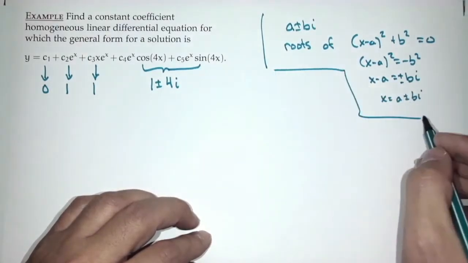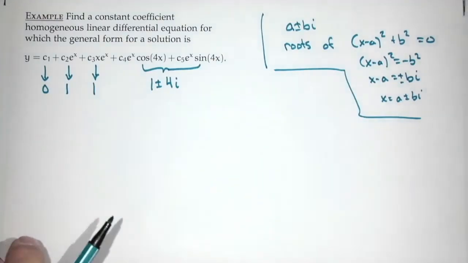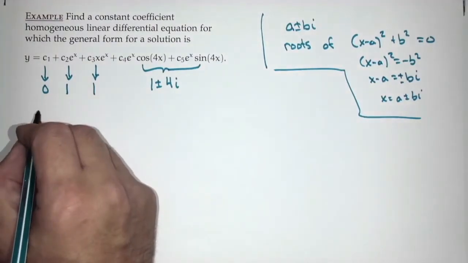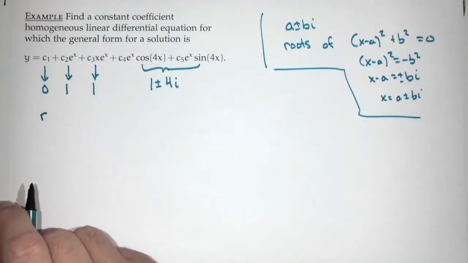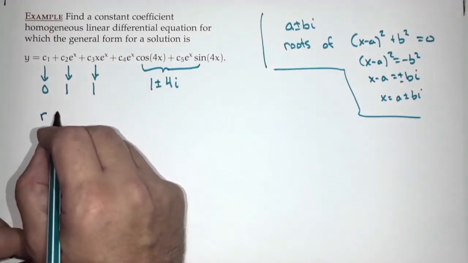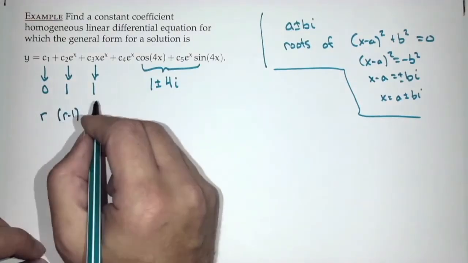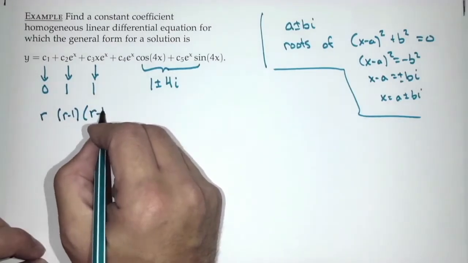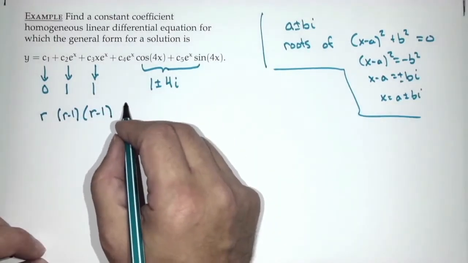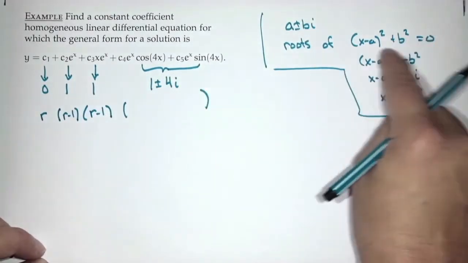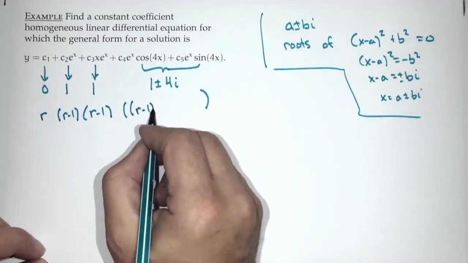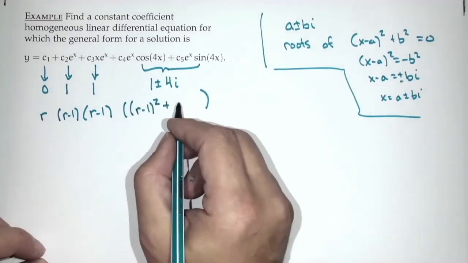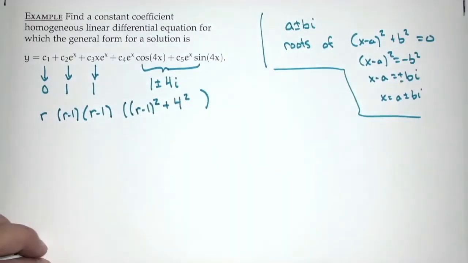Okay. So let's talk about our polynomial. So 0 would be r. What would 1 be as a factor? r minus 1. Here, r minus 1. And 1 plus or minus 4i, we can come over here. This would be (r minus 1) squared plus 4 squared.